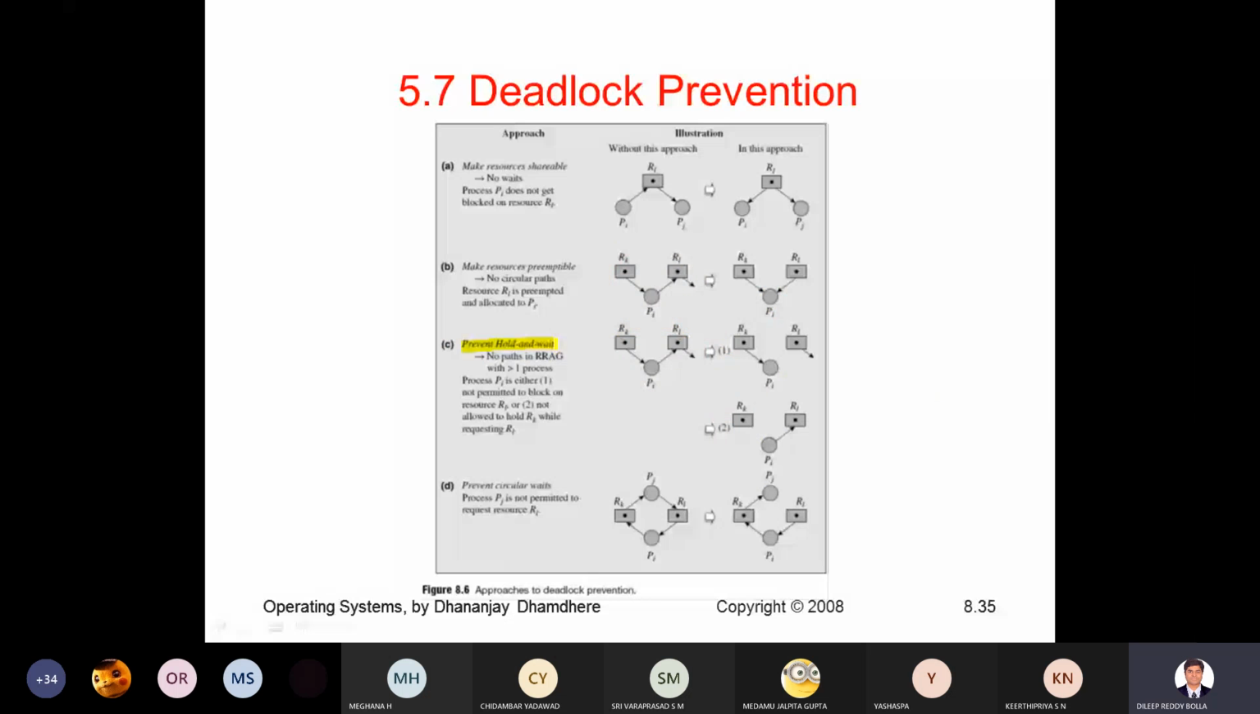So prevent hold and wait. The advantage of this one is no paths in the RAG, with one process. See this one here. Either you make sure that you avoid this connection or avoid this connection. This is the first approach. Here we have allowed this one and discontinued this, whereas in the other case, we have discontinued this and permitted this.